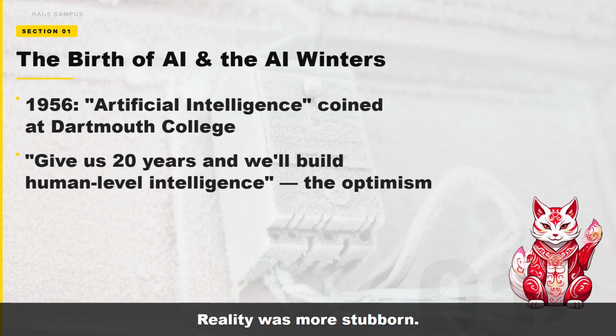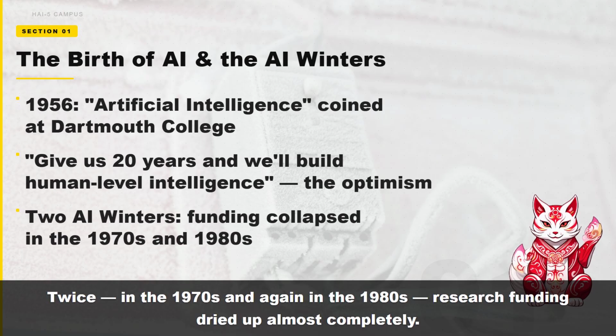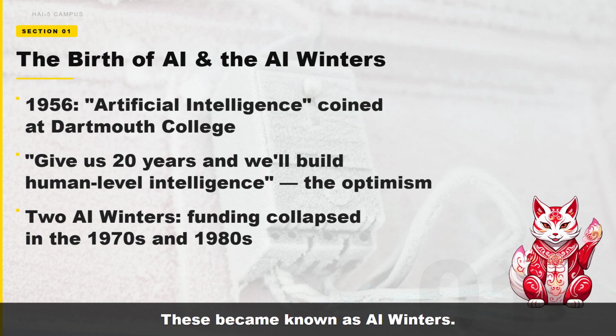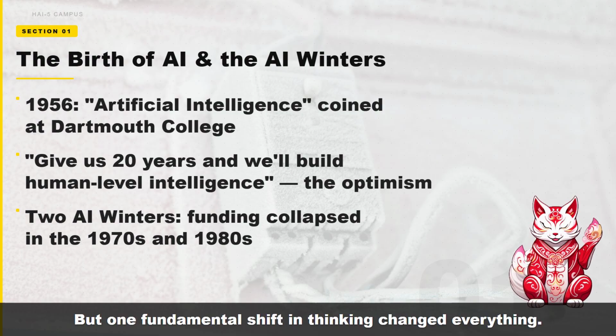Reality was more stubborn. The field kept hitting walls in computing power and algorithm design. Twice, in the 1970s and again in the 1980s, research funding dried up almost completely. These became known as AI winters. AI died twice. But one fundamental shift in thinking changed everything.